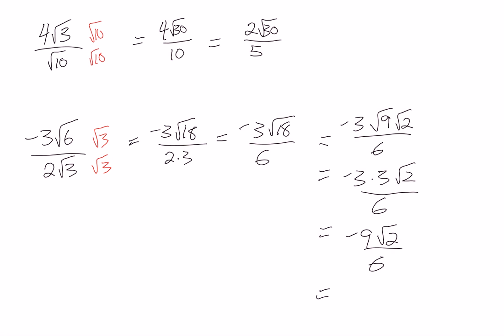And we can divide both of those by 3. So negative 3 root 2 over 2 would be our final answer. Okay, and we'll stop there.